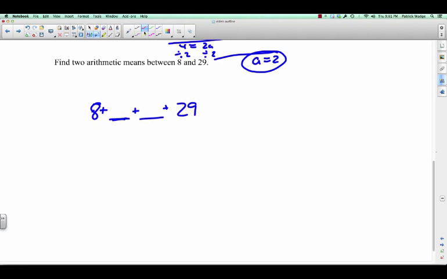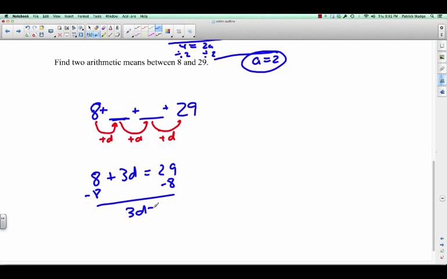So we kind of did this last day. If you started at 8, what would you have to do to get this number? You'd have to add a d. What would you have to do to get this number? Add a d. And what would you have to do to get this number? Add a d. So our formula we can create is 8, the starting number, plus how many d's? 3d equals 29. Solve that little simple equation. 3d equals 21. Divide by 3. You get d equals 7.